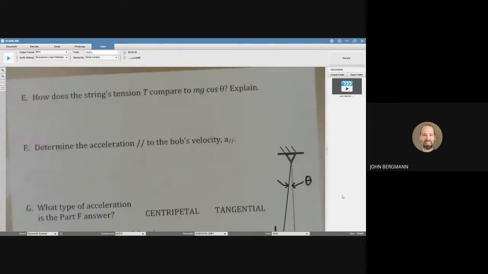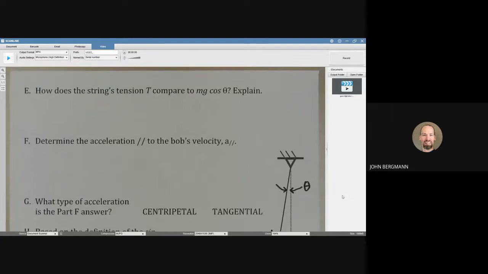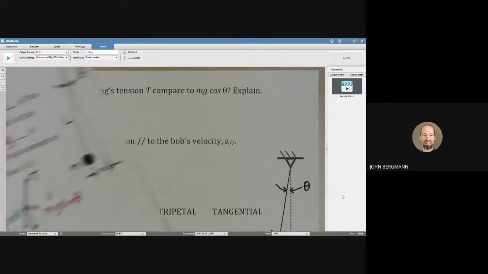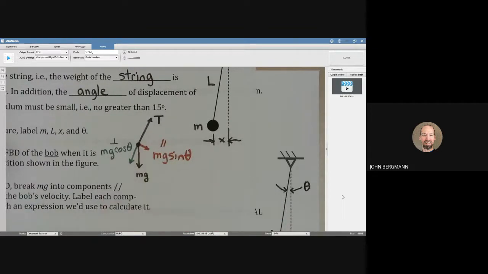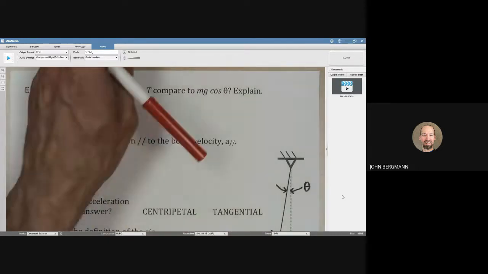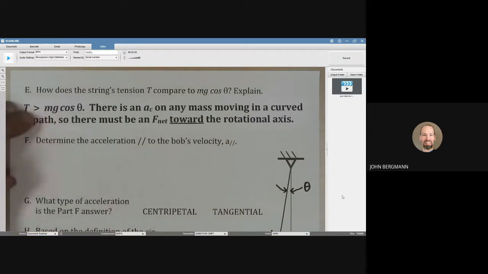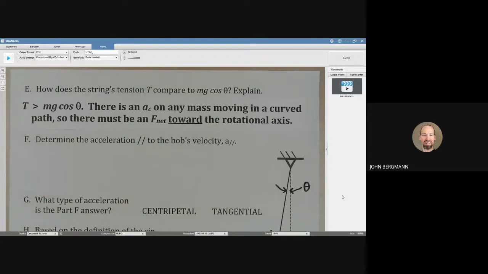Moving on. How does the string's tension compare to mg cosine theta? So let's look at the picture one more time here. Well, according to the picture, the tension is greater, which it is, but that's not how we know that it's greater. The way we know is that there's a centripetal acceleration on any mass that's moving in a curved path. And so there has to be a net force toward the rotational axis. And that must mean that the tension, at that instant, has to be greater than mg cosine theta.